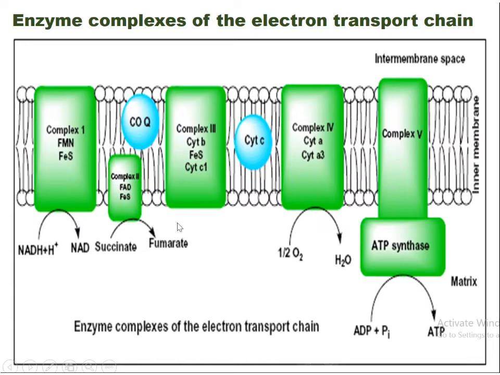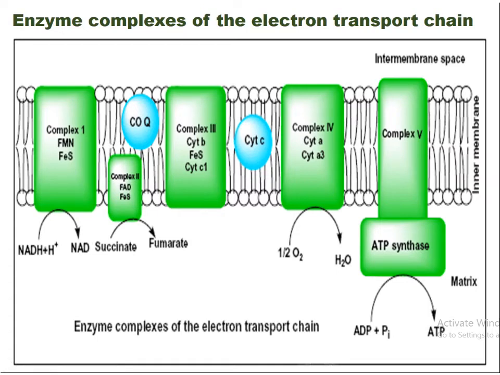Here in the inner membrane, we have a series of enzyme complexes, complex 1, 2, 3, 4, and 5. We also have two other molecules that are not as complex as these complexes. The first one is coenzyme Q, and the other is cytochrome C. All these things are embedded in the inner membrane.